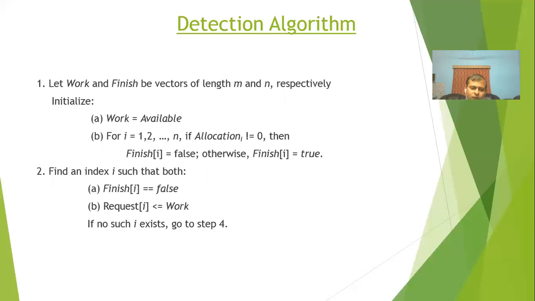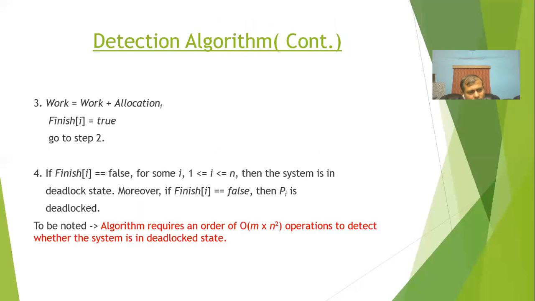Then only we can proceed. And if that condition does not exist, then we have to go to step 4. Now in step 3, what we are doing is allocating work equal to allocation I. We are allocating the resources to a particular process, say Pi. So we are assuming that after some time Pi will finish, and it will release all its resources to the system again. So again we will go to step 2. That will occur in a cyclic fashion.